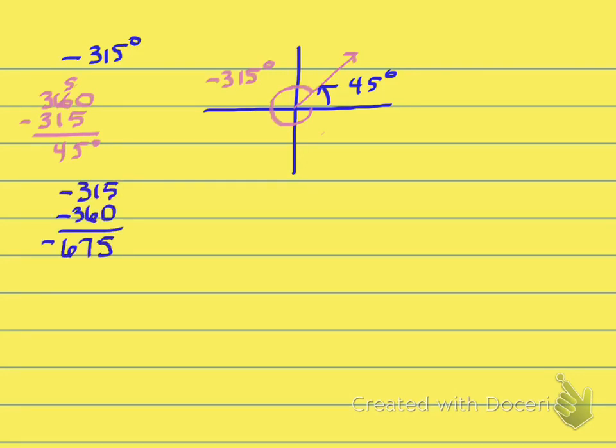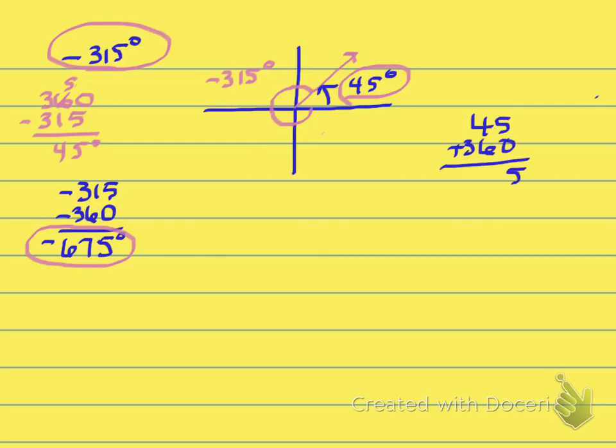But as you can see, if I take away 360 from the negative 315, I end up at negative 675. All I've done is I've added a full revolution or rotation. So the ones I've circled there, negative 315, negative 675, those are coterminal. 45 degrees is coterminal. Well, what if I took the 45 degrees and I added 360?